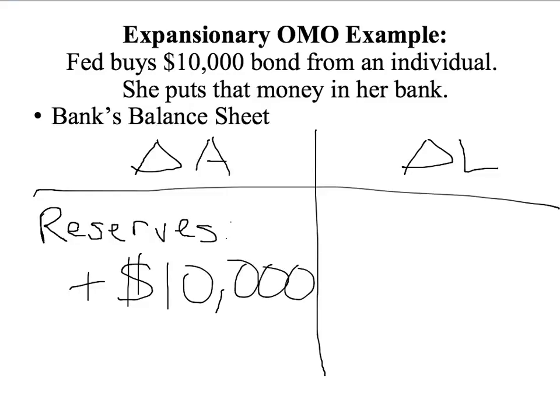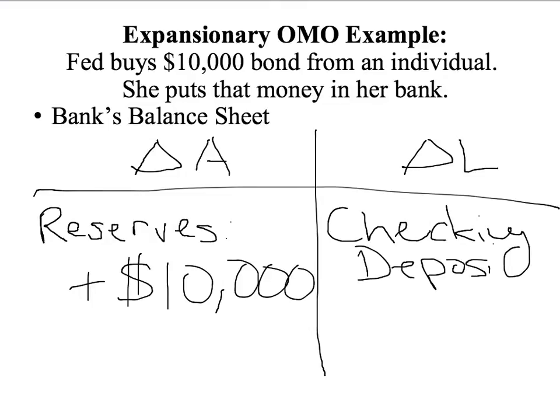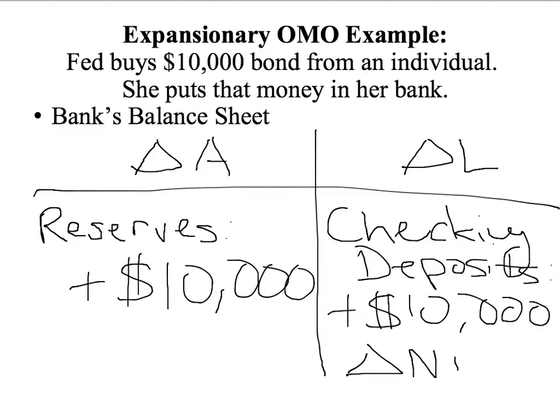And then we also see an increase in the liabilities. So we have checking deposits. We're also going to increase by $10,000. Once again, net worth, change in net worth, still equal to $0. Okay, so now we've looked at all the balance sheets. Now, what does this look like?